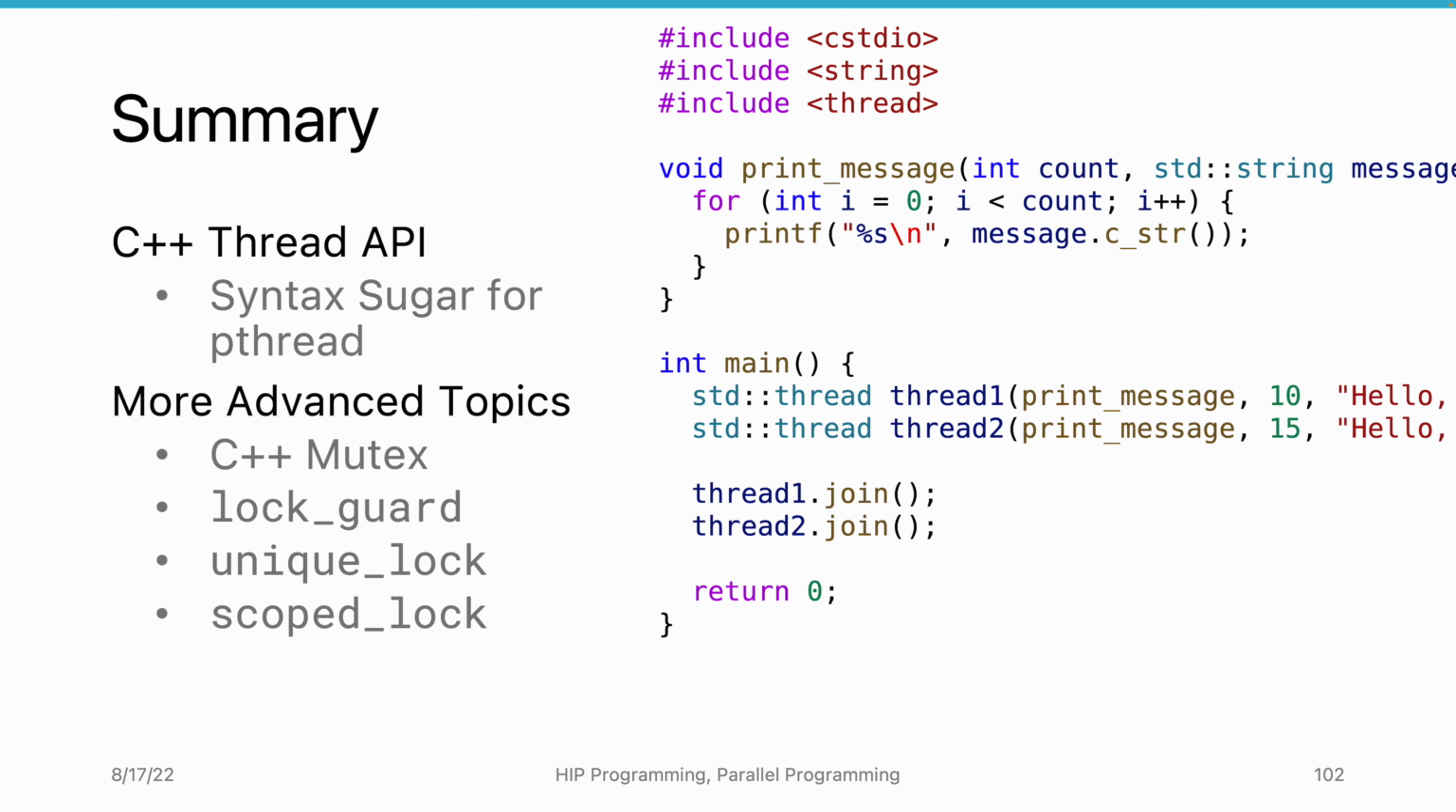There are some more advanced topics like C++ mutex, lock guard, unique lock, and scoped lock. They can make the synchronization with C++ thread easier. But we will not cover them in this course. They're definitely worth learning if you are into the C++ multi-thread computing world.